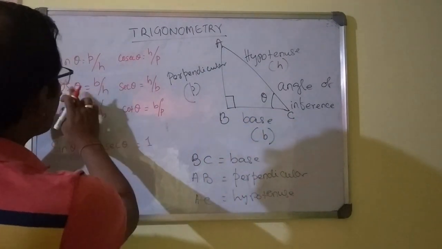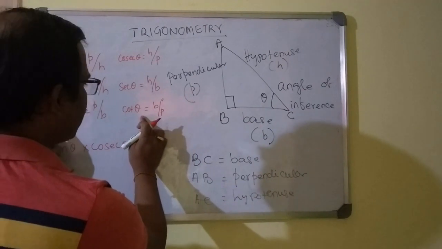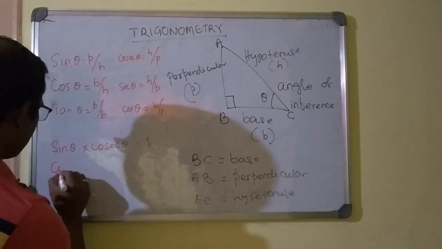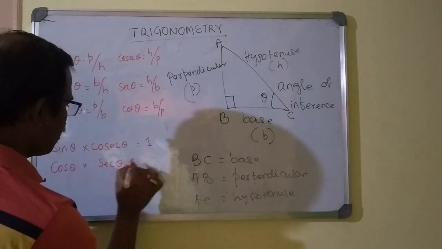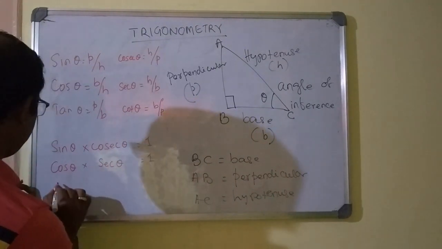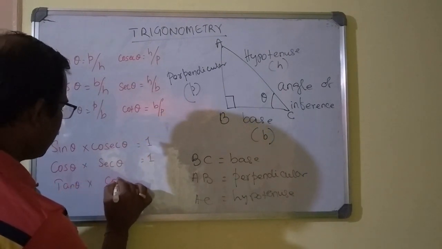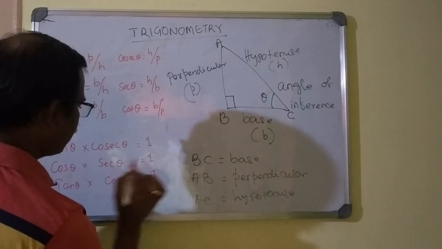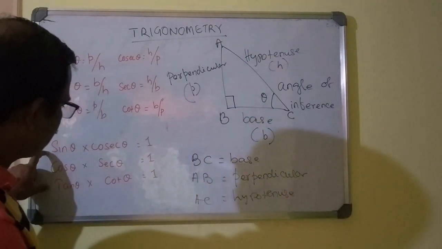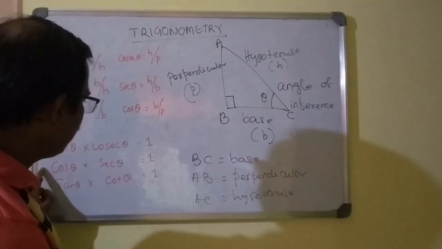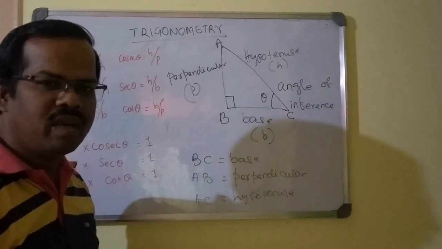Similarly, if you see, cos theta and sec theta are reciprocals, and tan theta and cot theta are reciprocals. So that means cos theta into sec theta will be 1, and tan theta into cot theta will be 1. So this table and these properties you should remember. We will also learn about some more properties in the next classes.